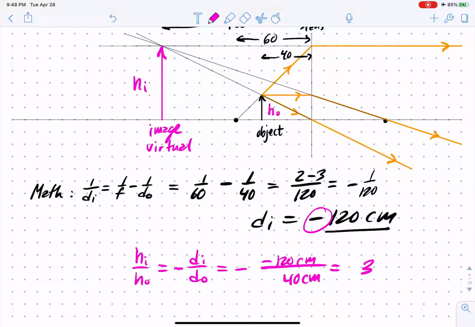Okay, so both the magnification equation and the thin lens equation are perfectly fine as long as we remember to use the negative numbers. So negative distance means on the light side of the lens, so before the light enters the lens.